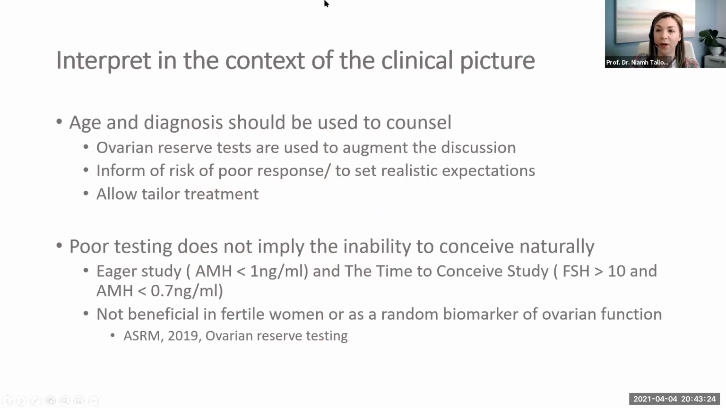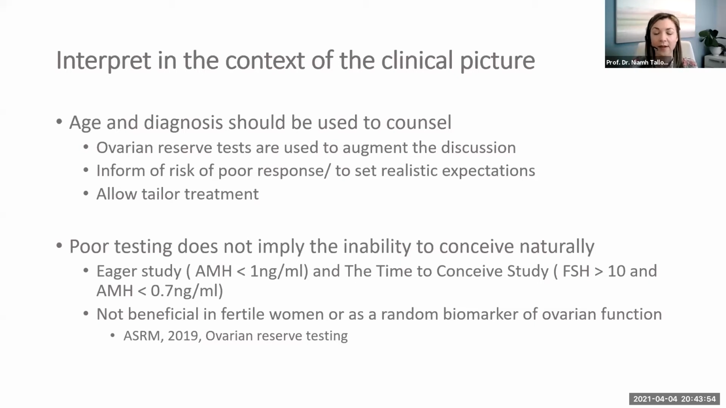Now, when you look at ovarian reserve tests, you certainly want to interpret in the context of the big clinical picture. And so we use age and diagnosis primarily to dictate our counseling. We use ovarian reserve tests to augment that counseling further and to set realistic expectations, but it also allows us to tailor our treatment. And there've been many studies, and I've just quoted 2 here for you so you can reference them. Poor testing does not imply that you cannot conceive naturally, and you need to be careful with your counseling on that.